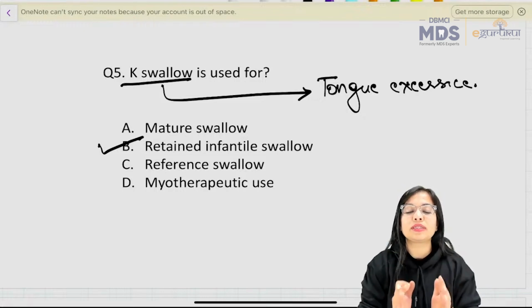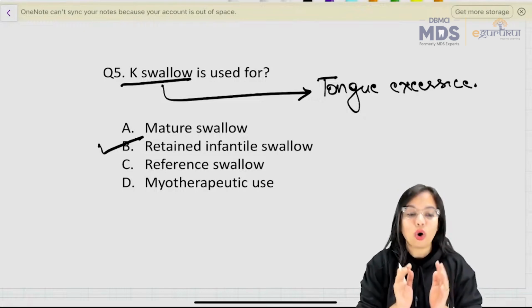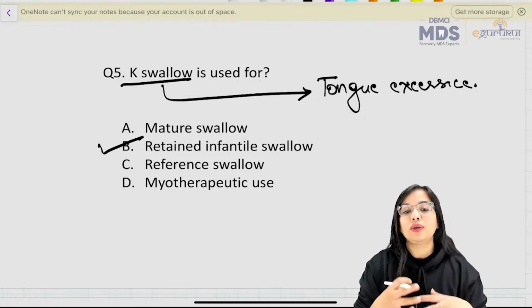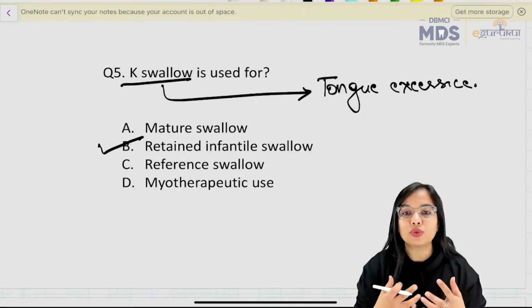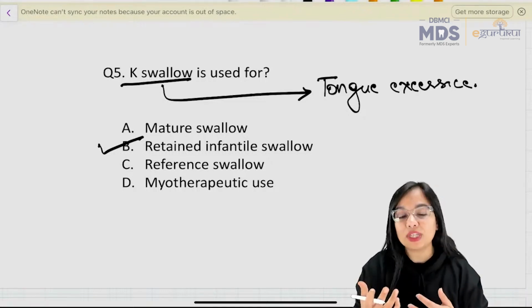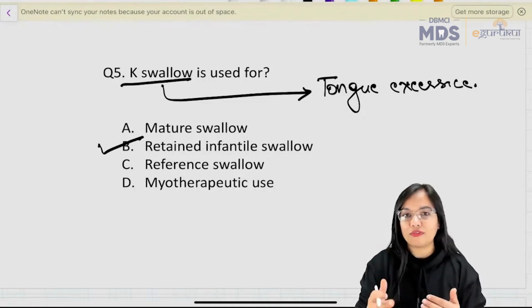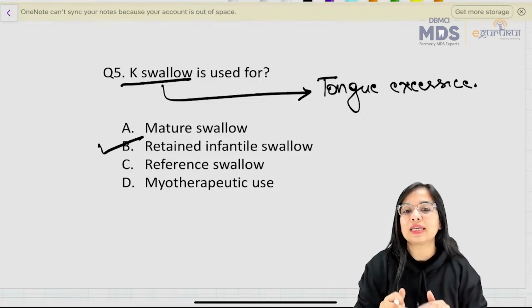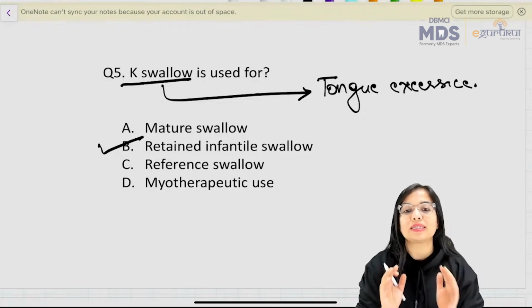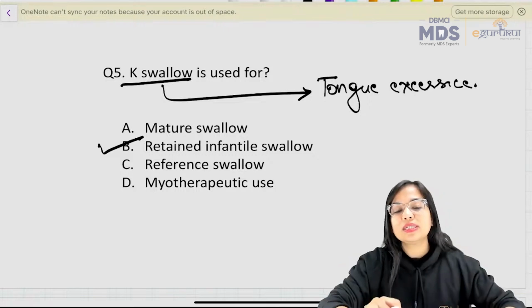And a patient who has a retained infantile swallow, or a person who needs help with speech, should do this drill of the tongue exercise, also called the K-swallow exercises. So this is how it is continued.